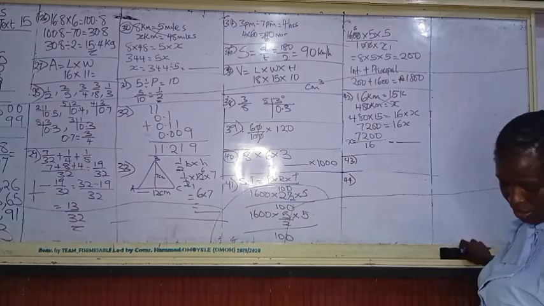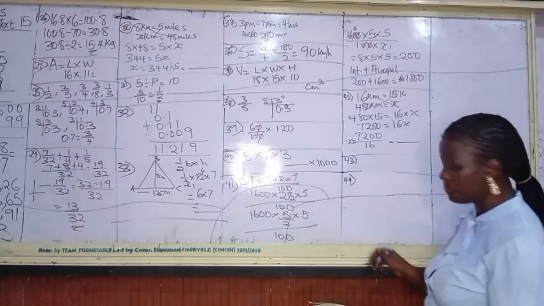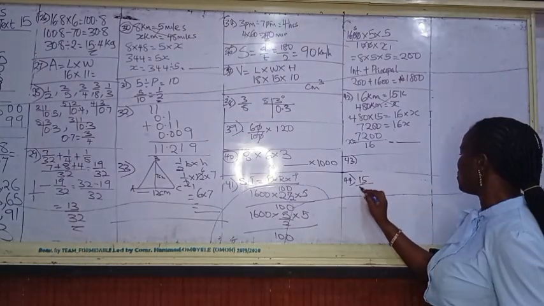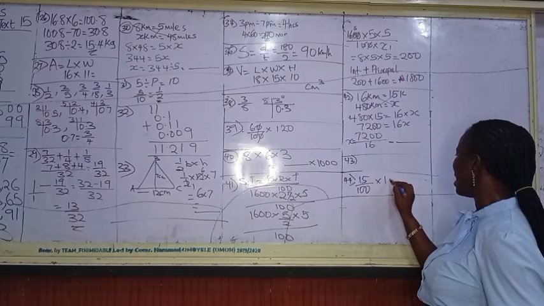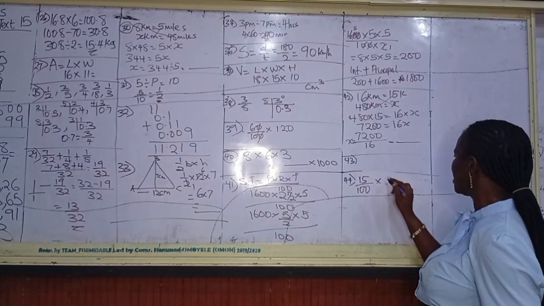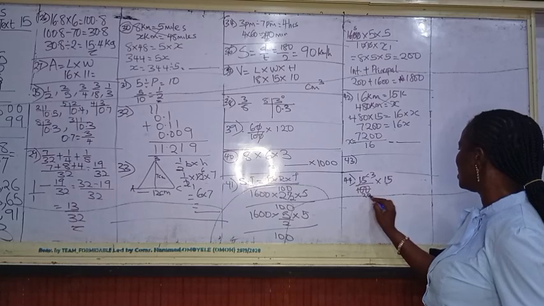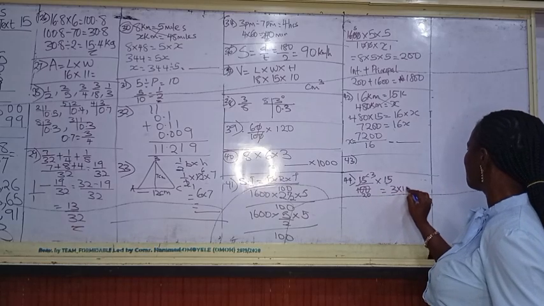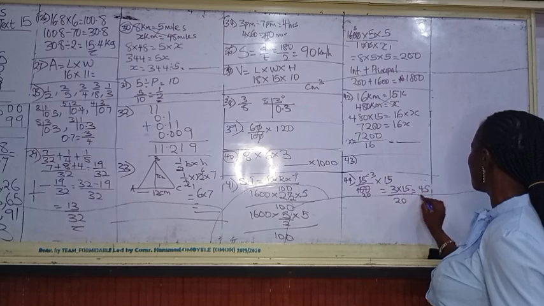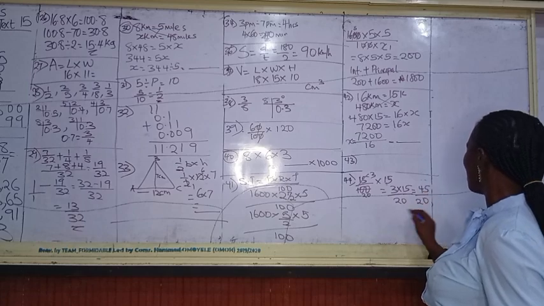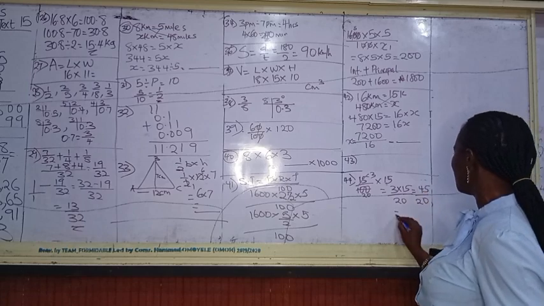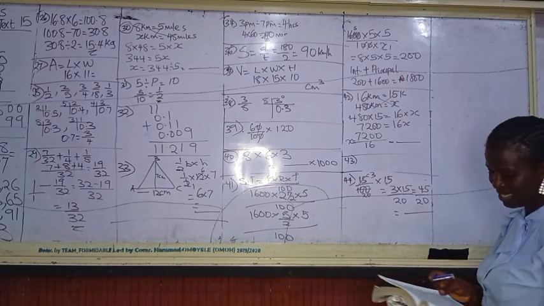Number 44 question. What is 15% of 15 naira? 15 over 100 multiplied by 15. 5 here is 3, 5 here is 20. So we have 3 times 15 over 20. 3 times 15, that is 45 over 20. So how many times does 20 go into 45? Do that and let me have the answer in the comment section.